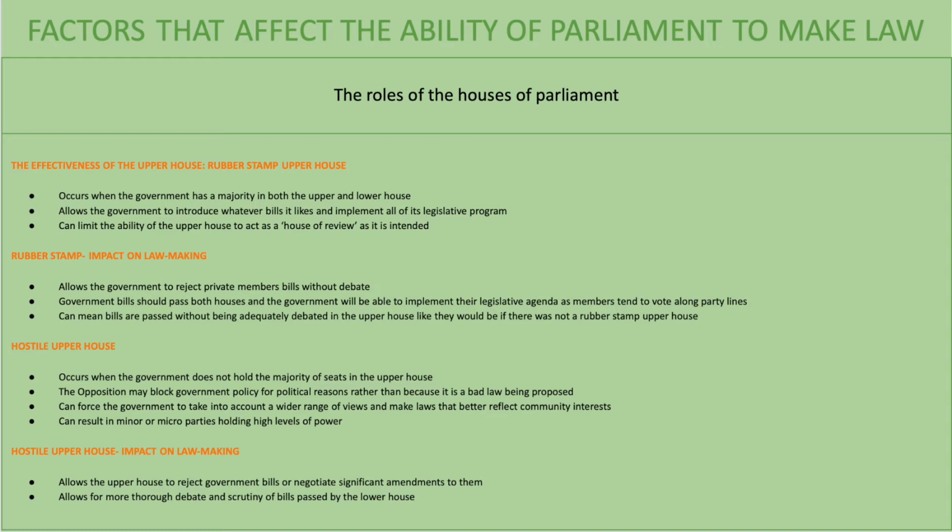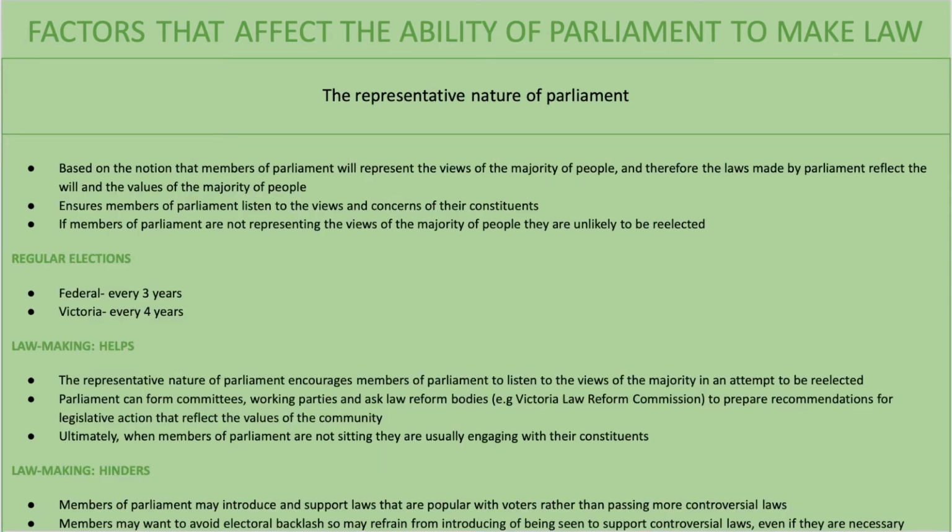The hostile upper house impact on lawmaking. It allows the upper house to reject government bills or negotiate significant amendments to them, and allows for more thorough debate and scrutiny of bills passed by the lower house. The representative nature of Parliament.